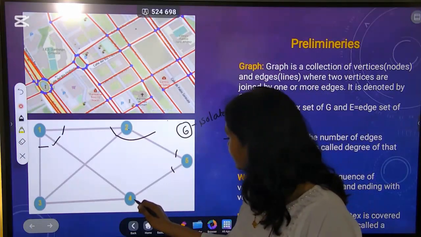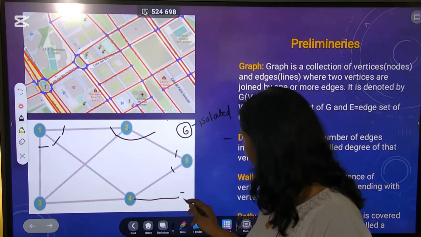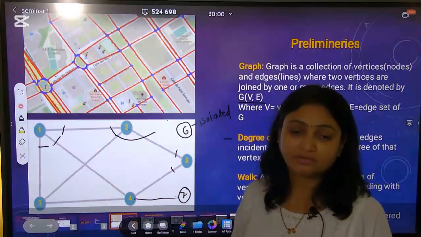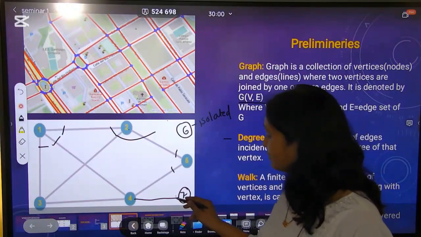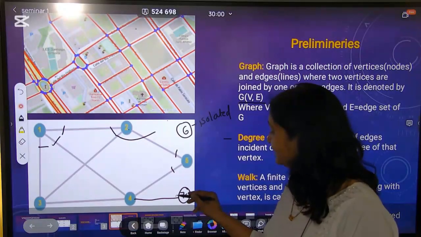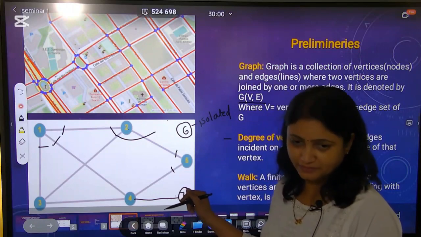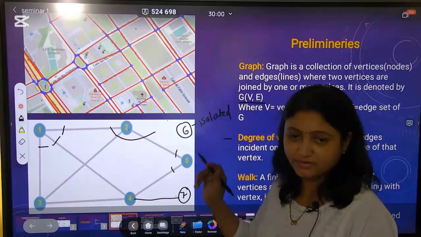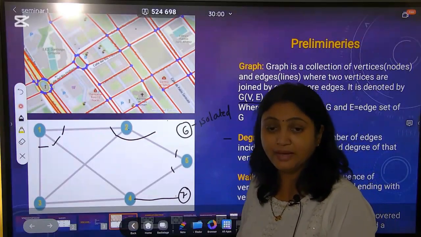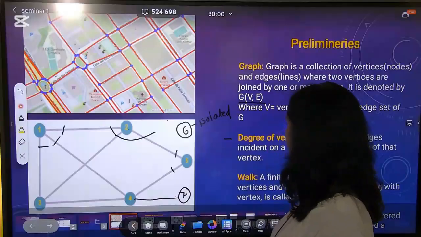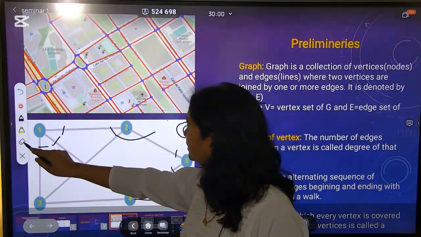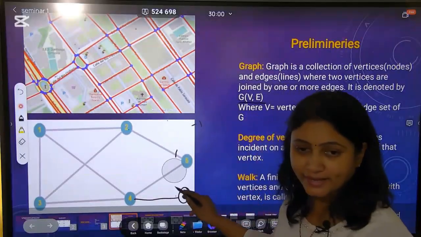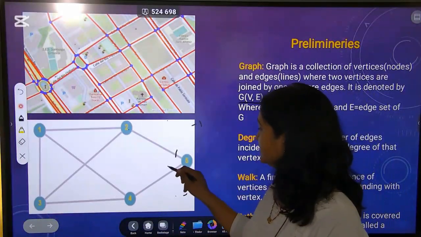And again suppose there is one vertex 7 which is connected to only vertex 4. So the degree of this vertex is 1 and such a vertex is called a pendant vertex. And this is an isolated vertex, and the degree of an isolated vertex is 0. So the number of edges incident on any vertex is called the degree of the vertex.